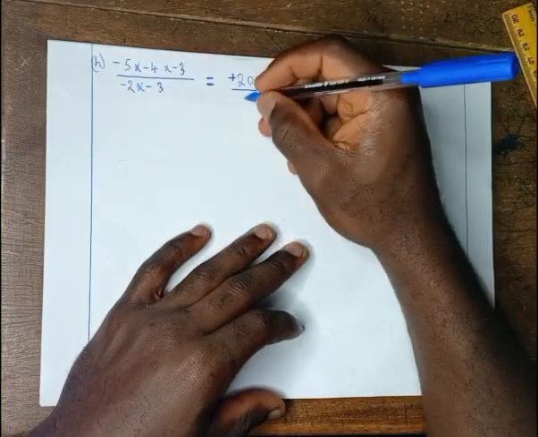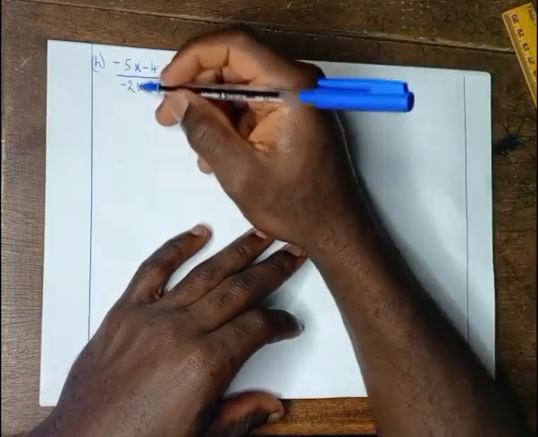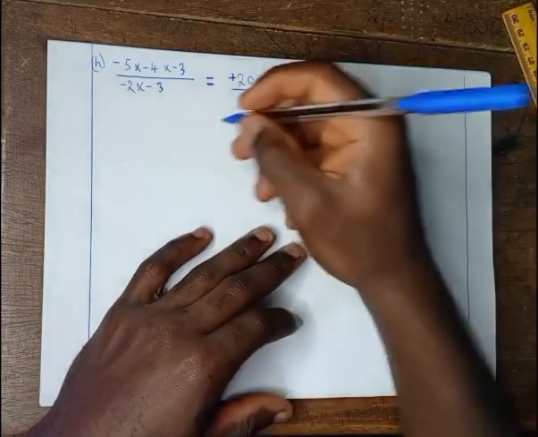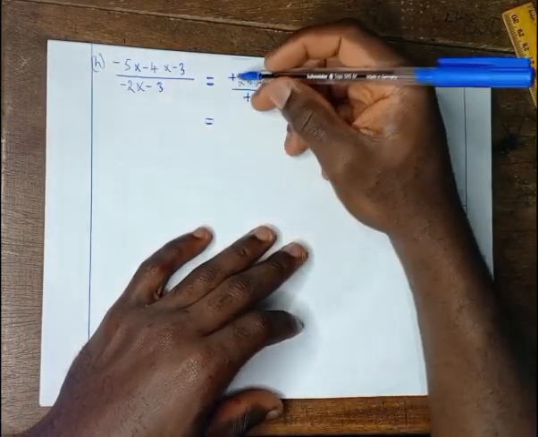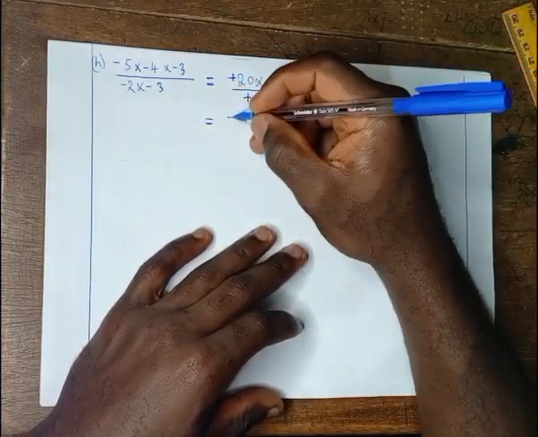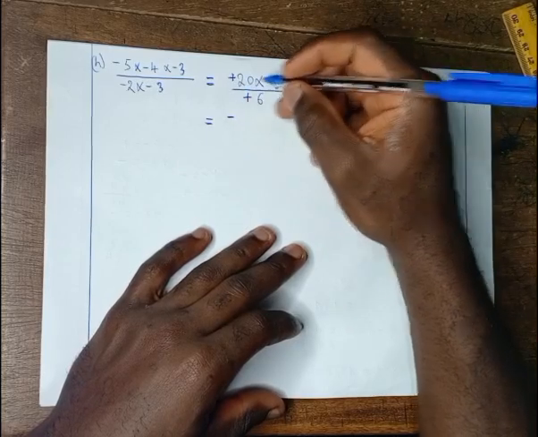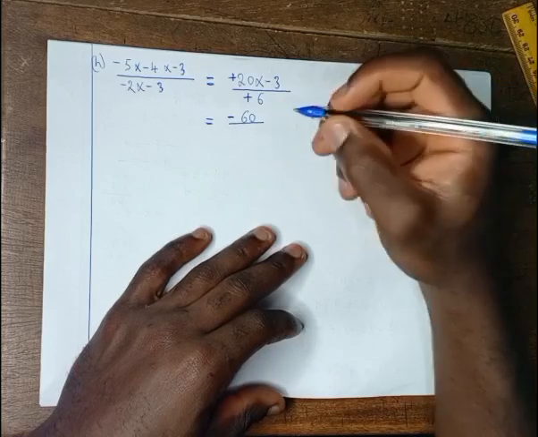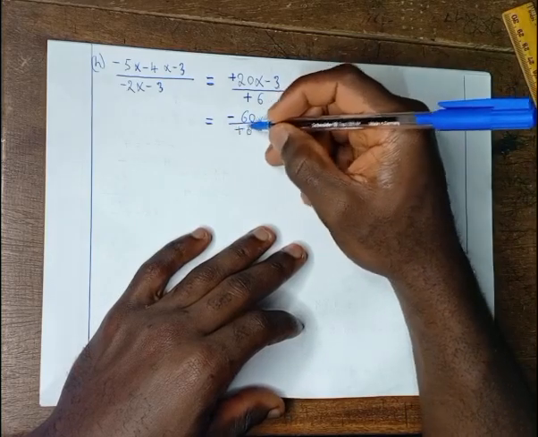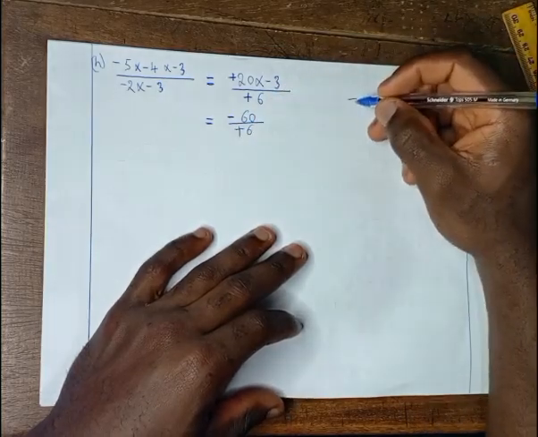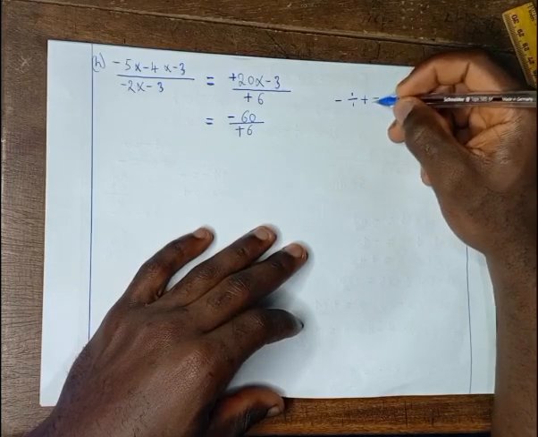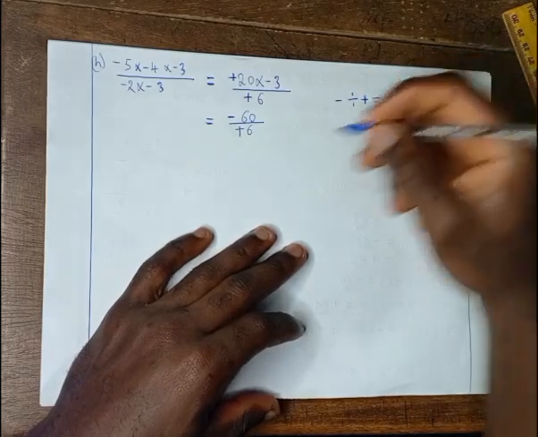We are multiplying two negative numbers, so the result will be positive. 2 times 3 gives us 6. Next, we are multiplying a positive number by a negative number, so the result will be negative. 20 times 3 gives us 60. Then we have to divide by positive 6. Next, we are dividing a negative number by a positive number, so the result will be negative.